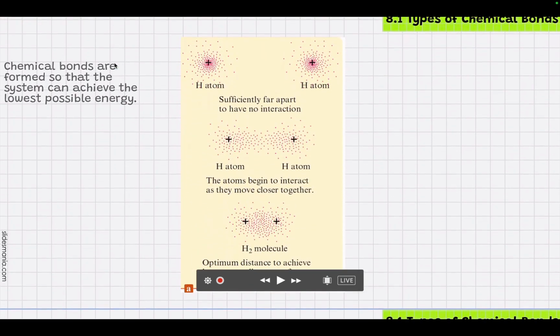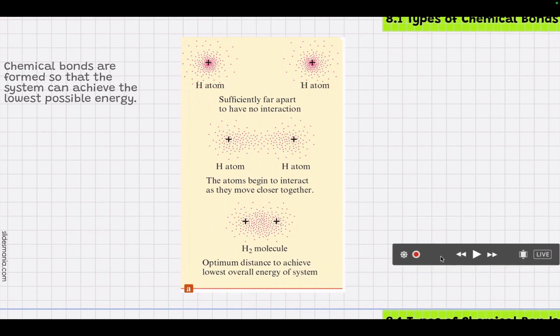This is showing you two hydrogen atoms at the top. They can be far apart and not really have any interaction at all. Then they can start to interact, and finally they will reach this optimal distance where the electrons in the bond are being attracted to the nuclei of the opposite atom.